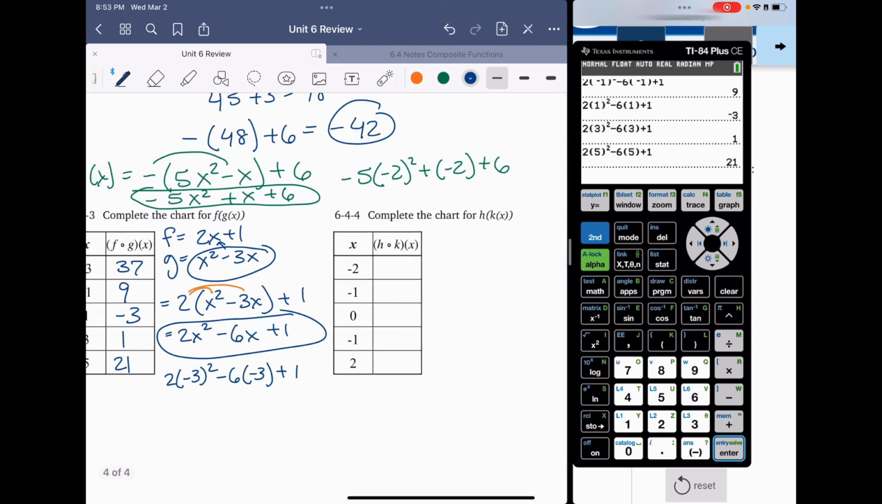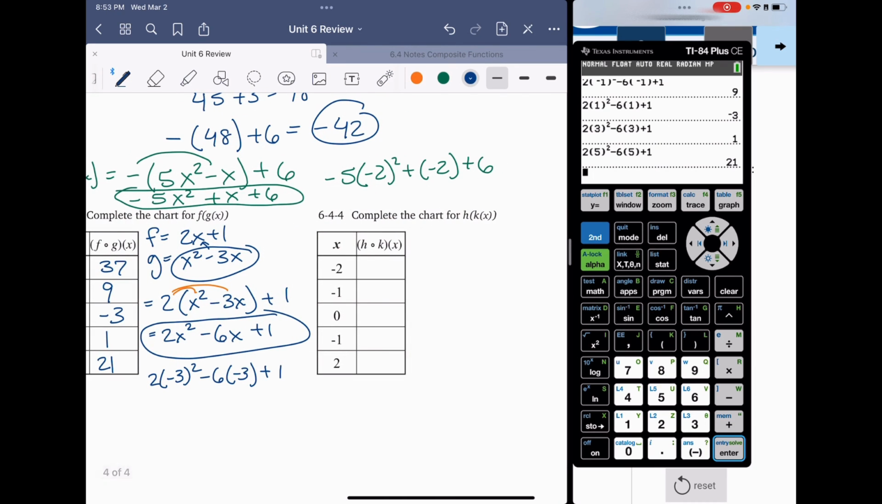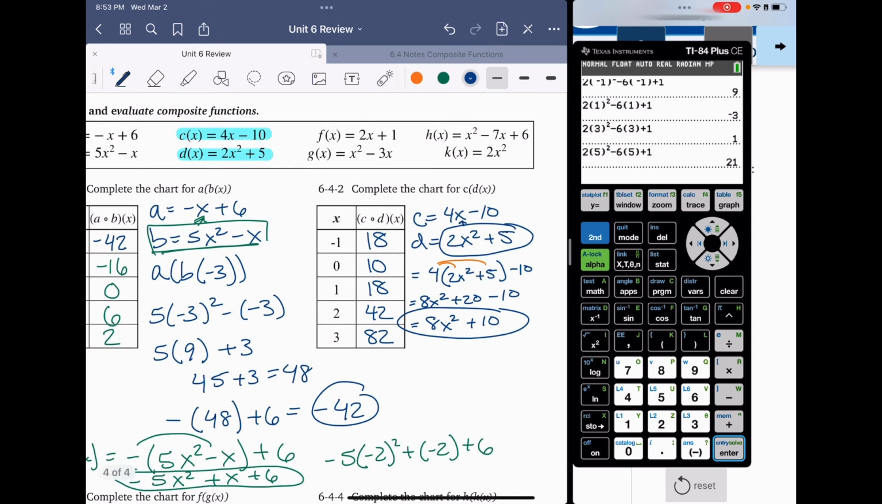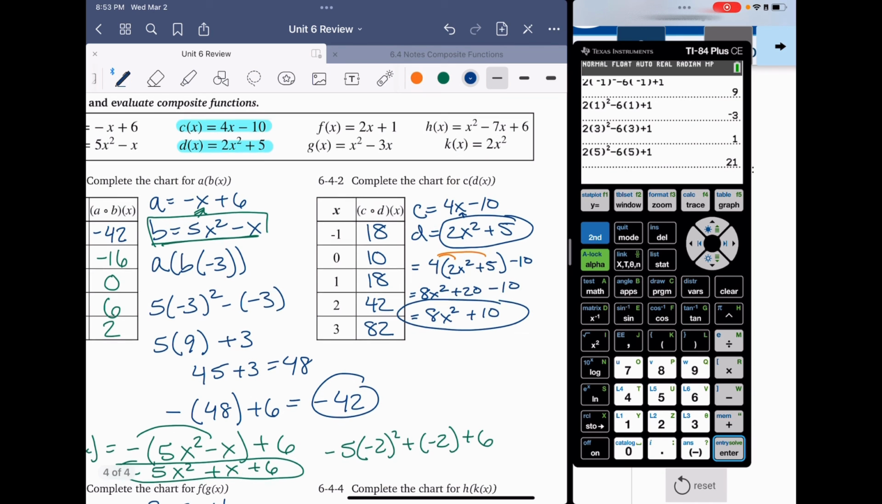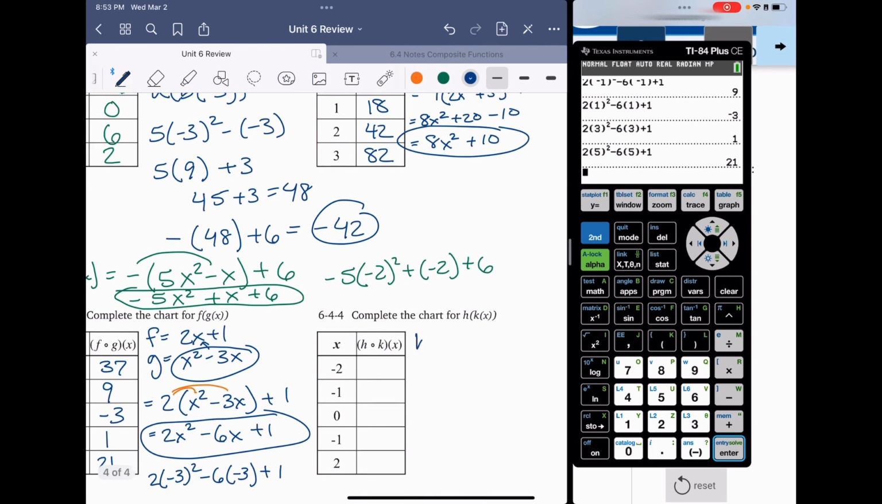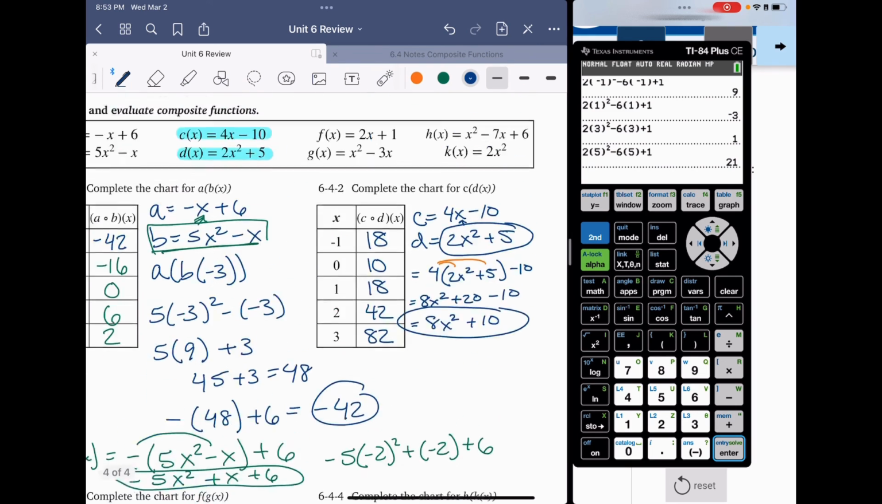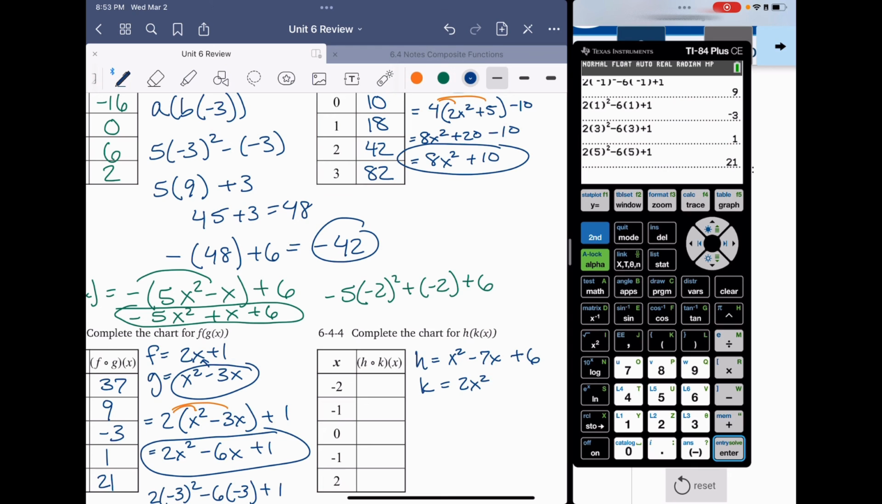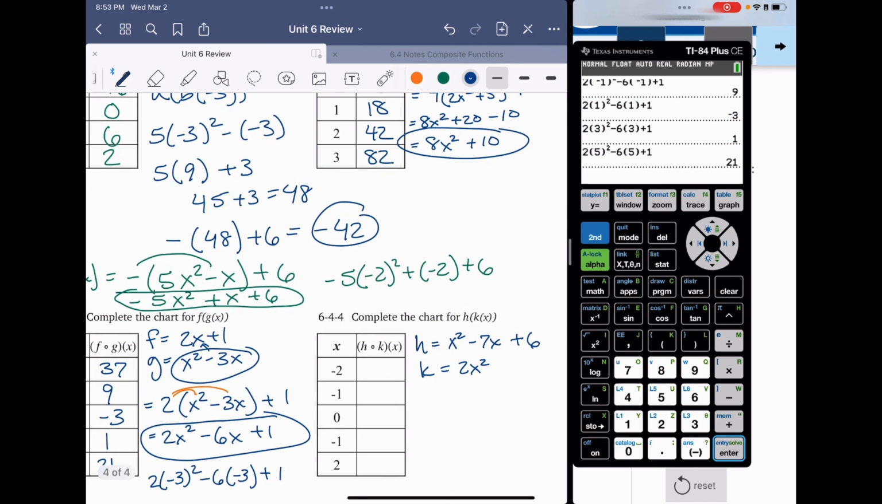All right. For the last one, we are finding h of k of x. So again, let me scroll up and see. H, ooh, H is something big. H equals x squared minus 7x plus 6. And K equals 2x squared. All right, so again, it's H of K of X. So that means we're putting K into H. So right here, we're putting K into H, you can see.